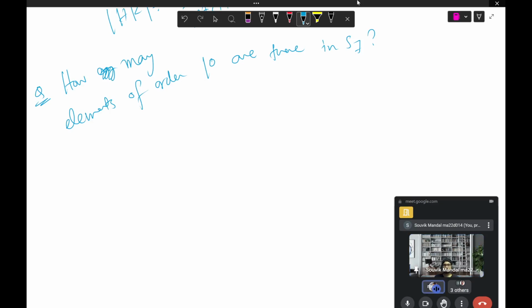Maximum cycle length is 7, right? Yes. Then order 10, is it possible? Yes.